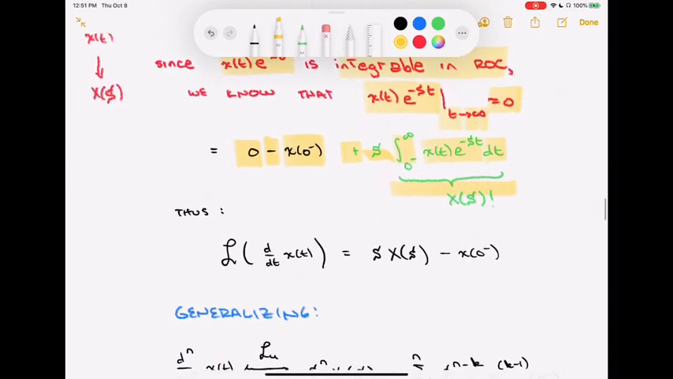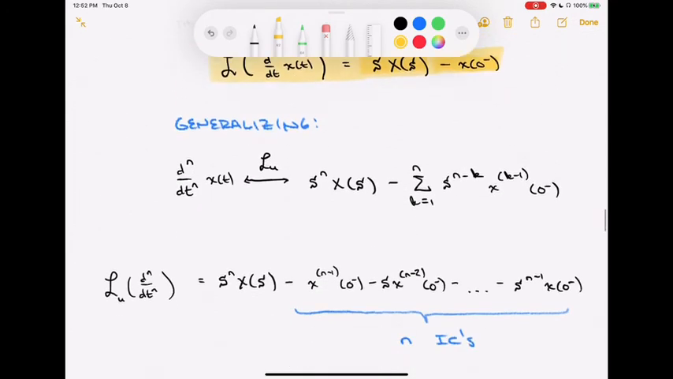And then I get my final result, that the Laplace transform of a differentiated signal, x prime of t, or d/dt of x of t, or x dot of t, however you want to notate it, the Laplace transform of the first derivative of the signal is just s times the transform of the original signal, non-differentiated, x of s, minus that initial condition.